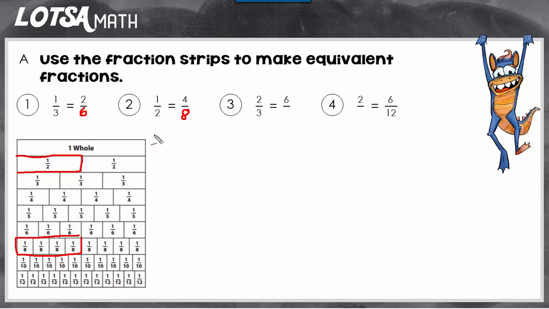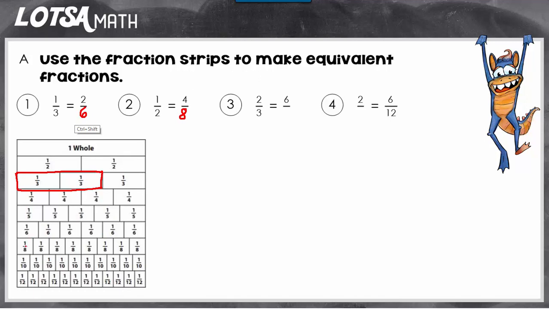Let's look at number 3. On number 3, we have 2/3 is equal to 6 something else. So let's find 2/3. If we had 2/3, it would go all the way to here. So a piece that size. So 2/3 would be the same as 6 of something else. So let's go down a little and see where we think we can have 6 pieces. If we had that, 6 pieces would be more than 2/3.